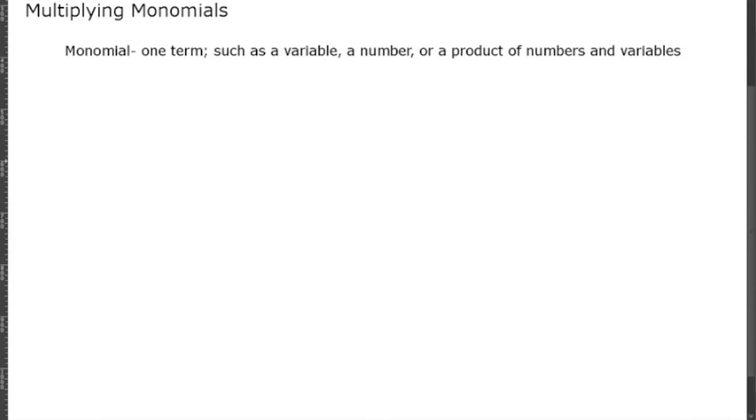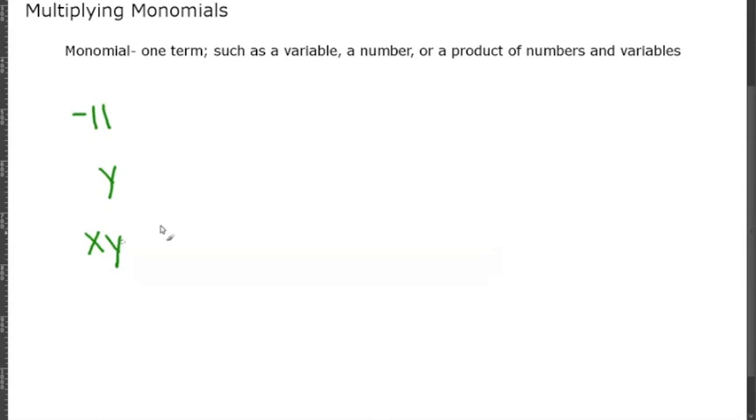In this video, I'm going to go over multiplying monomials and simplifying them. So, a monomial is one term, such as a variable, a number, or a product of numbers and variables. A few examples of monomials would be -11. -11 is a number and therefore is a monomial. Another one would be the variable y, because y is just a single variable.